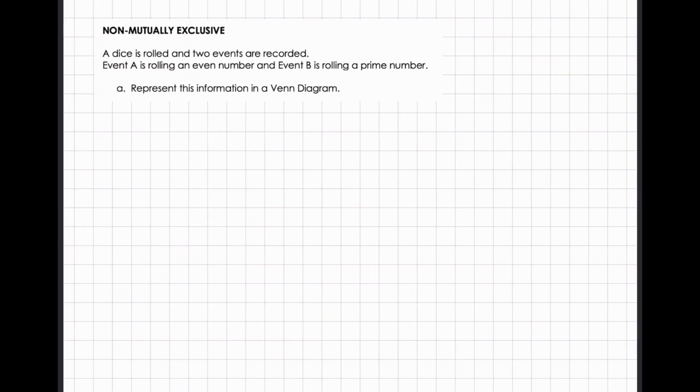All right, and then we get to a non-mutually exclusive event. So a dice is rolled. So I'm working with a dice again. So my sample space consists of the numbers 1 through 6. Now I have event A is rolling an even number again, but event B is rolling a prime number.